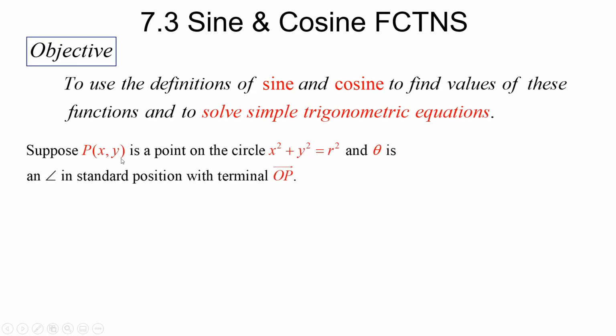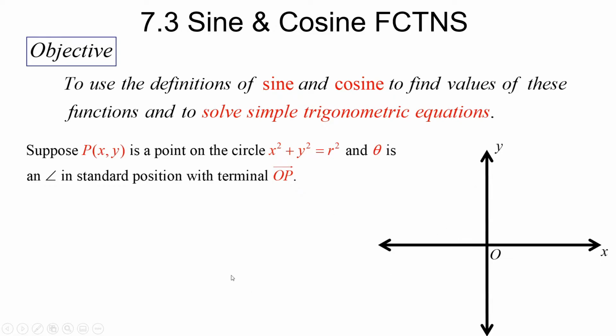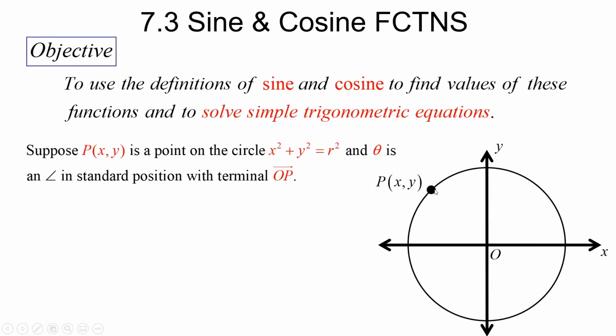So, suppose P of x, y, a point P with coordinates x, y, is a point on the circle x squared plus y squared equals r squared. Okay, so let's start with the coordinate plane here. P is some random point in the plane. I'm going to put it out here in quadrant 2 somewhere. And you guys know from last year that x squared plus y squared equals r squared is a circle centered at the origin with a radius of r. Something like that right there. And P happens to be on that circle. So that is the graph of the relation x squared plus y squared equals r squared.